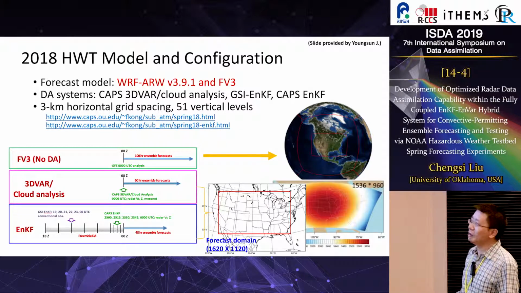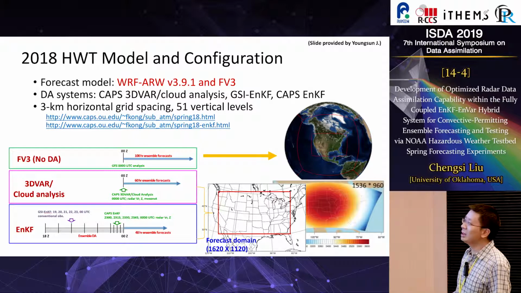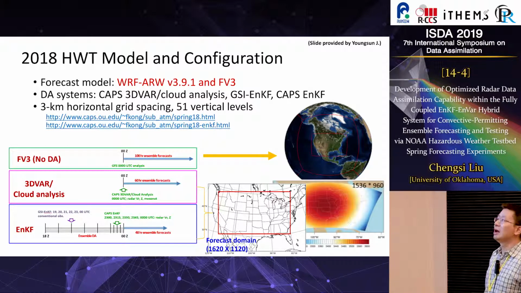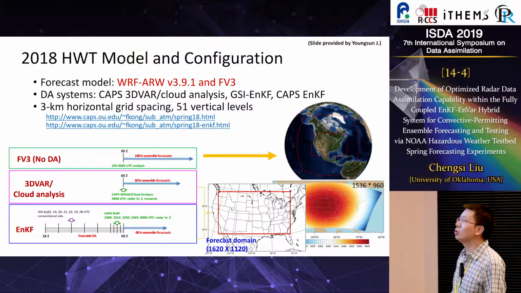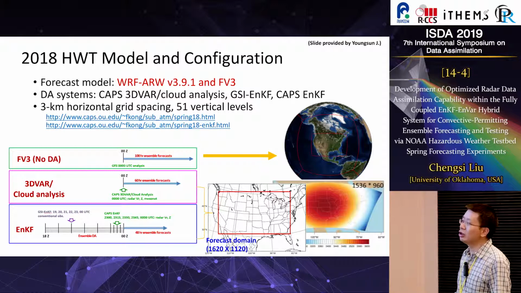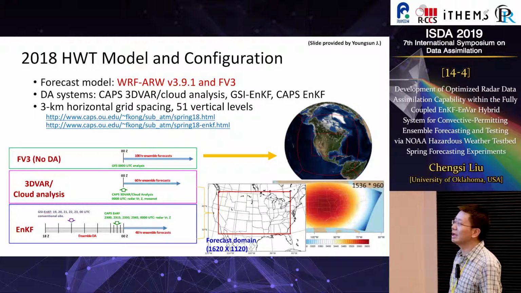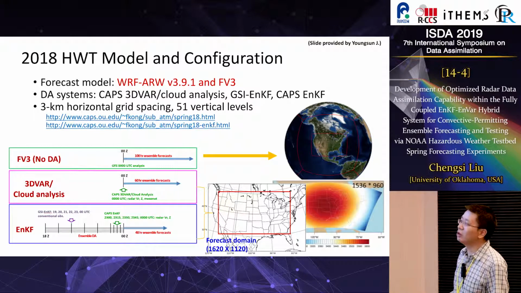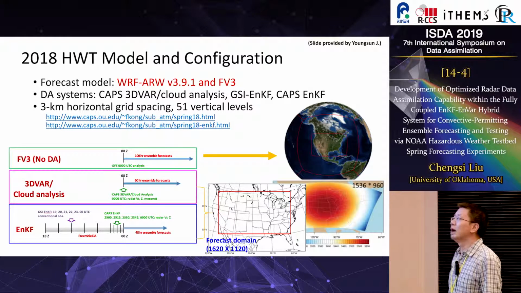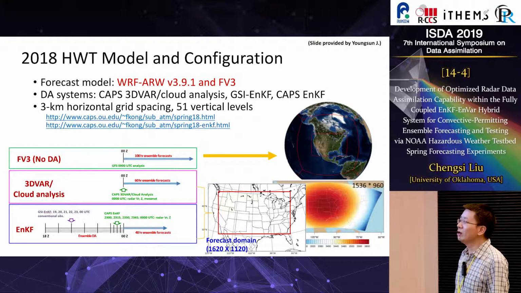For FV3, at this moment, we just use the GFS analysis as an initial condition. For 3D VAR and cloud analysis, we just do one-time assimilation, then make forecast. And for EnKF, we use the GSI EnKF to assimilate the conventional data. Then in the last hour simulation window, we use the CAPS EnKF to simulate the radar data. The reason is CAPS EnKF has more efficiency.